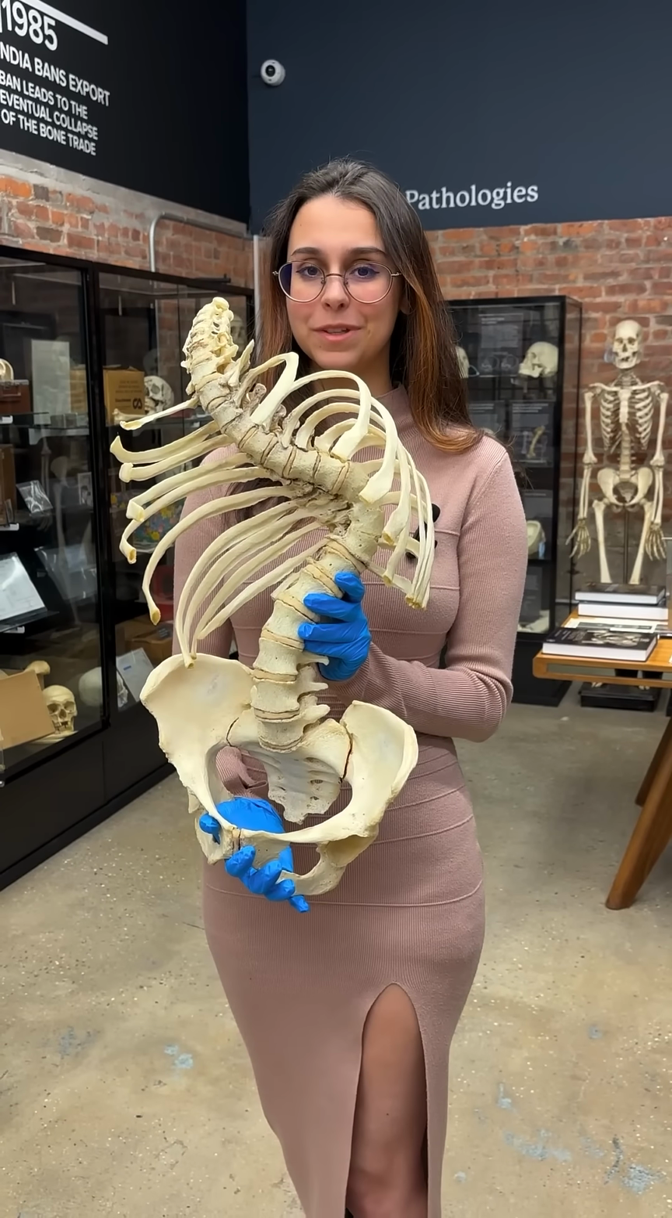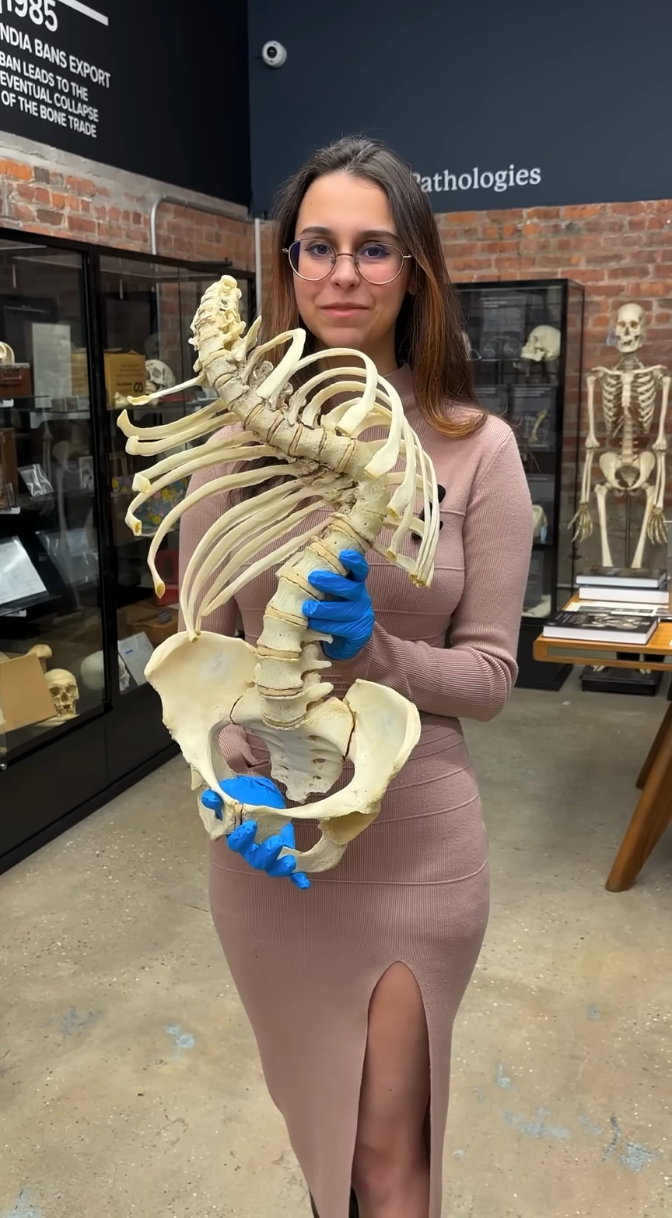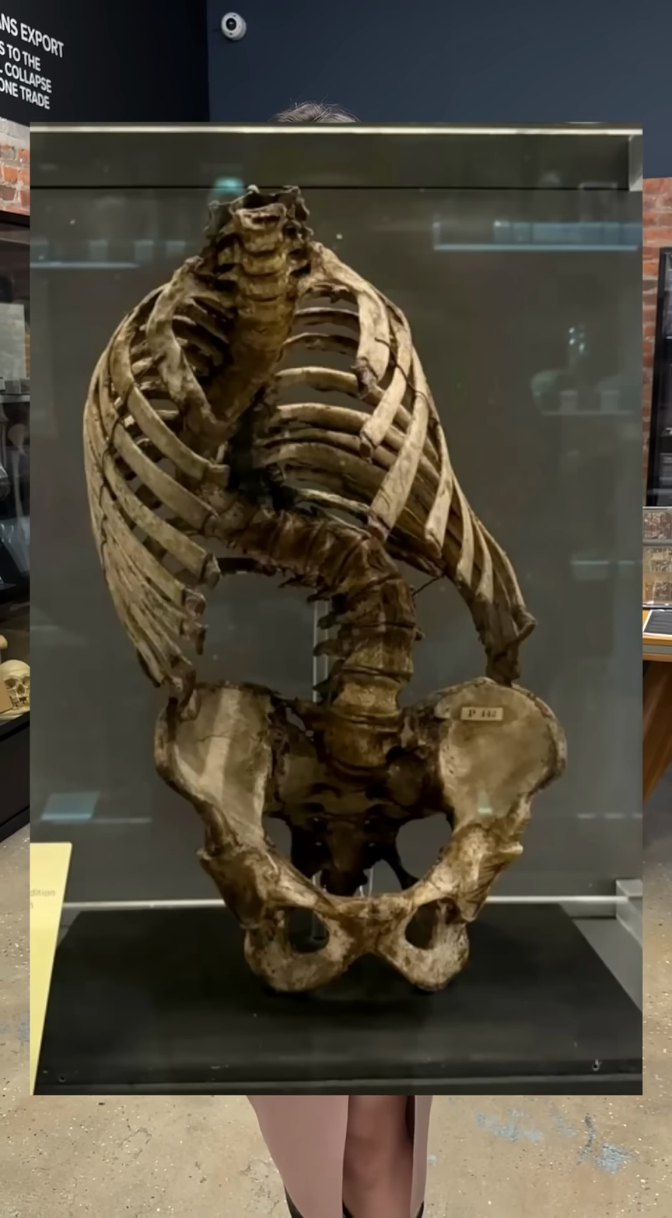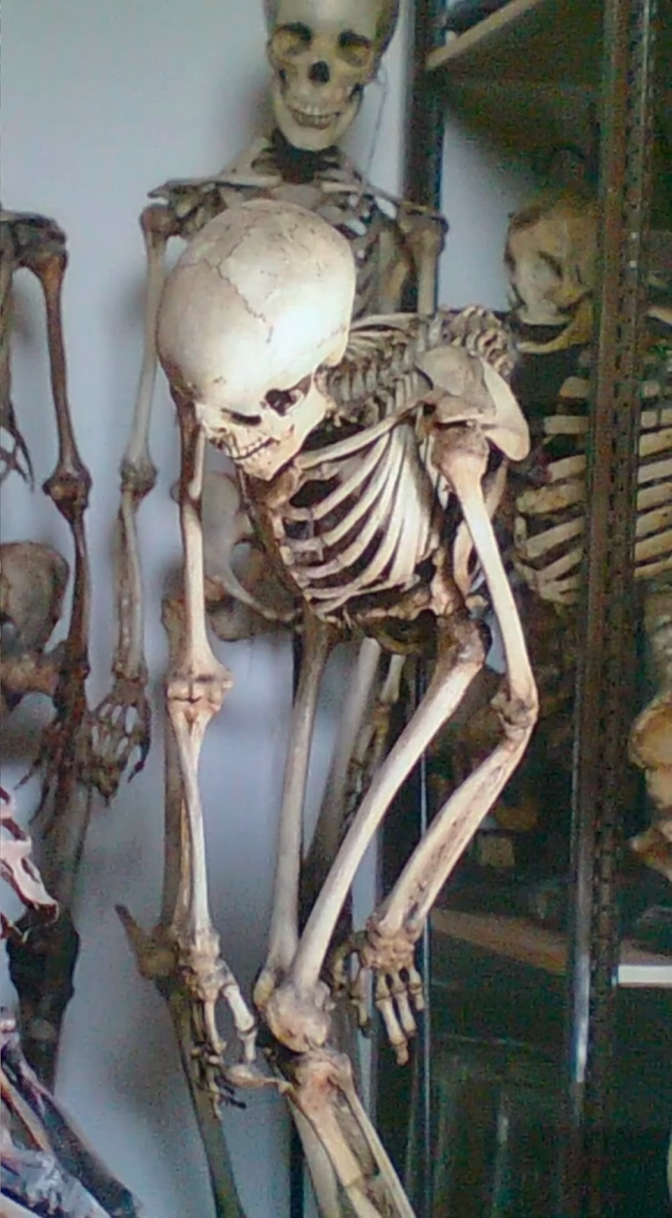This is a spine at the Bone Museum presumed to have idiopathic scoliosis. But what is it? Let's talk about it. Scoliosis is an abnormal sideways curvature of the spine. It is also the most common spine condition, affecting about 2 to 3% of the general population.